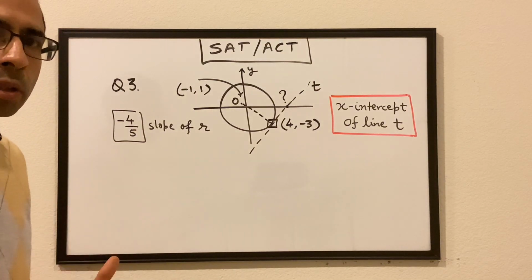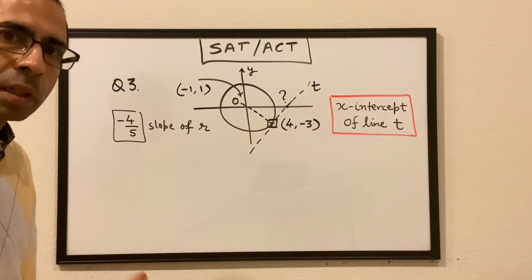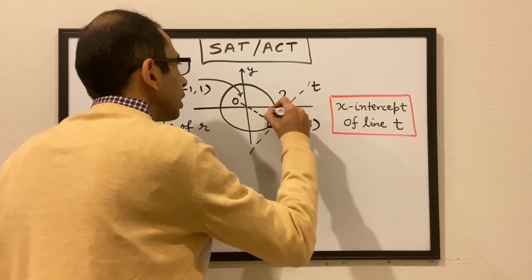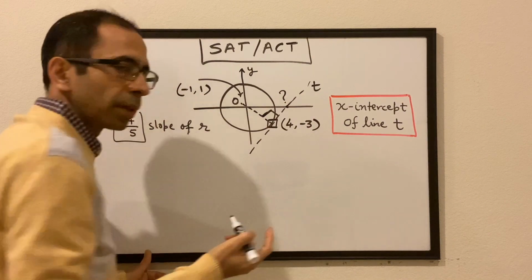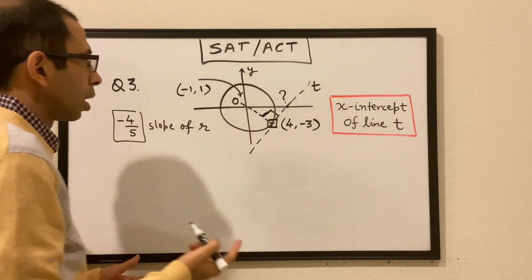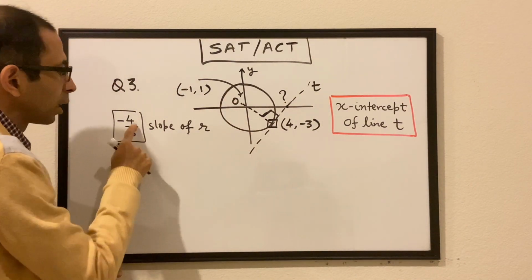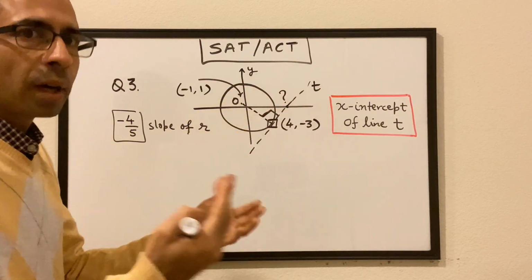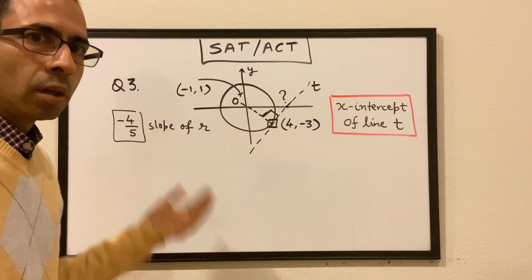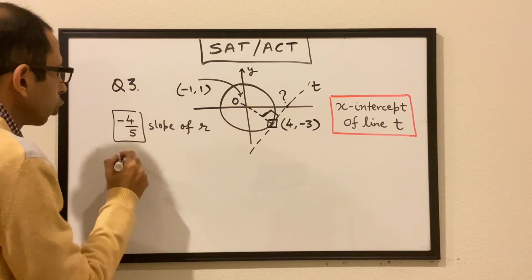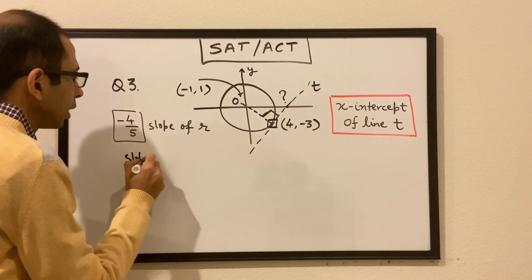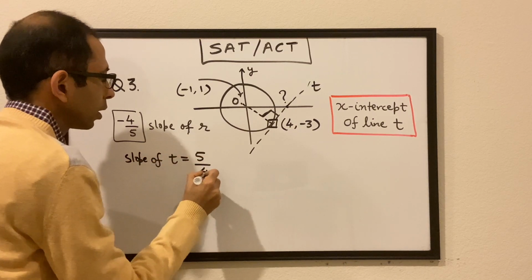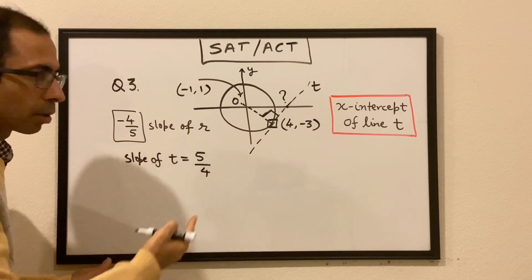We know that the tangent is perpendicular to the radius, correct? So this angle is always 90 degrees, right? That's the property of a tangent. Now, if the slope of the radius is -4 over 5, then the slope of the line t, the tangent, would be 5 over 4, the negative reciprocal of the slope, right? So the slope of t would be 5 over 4.